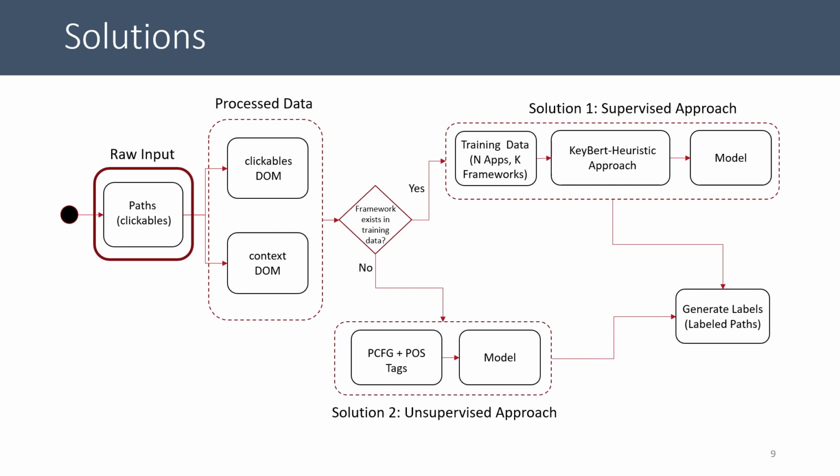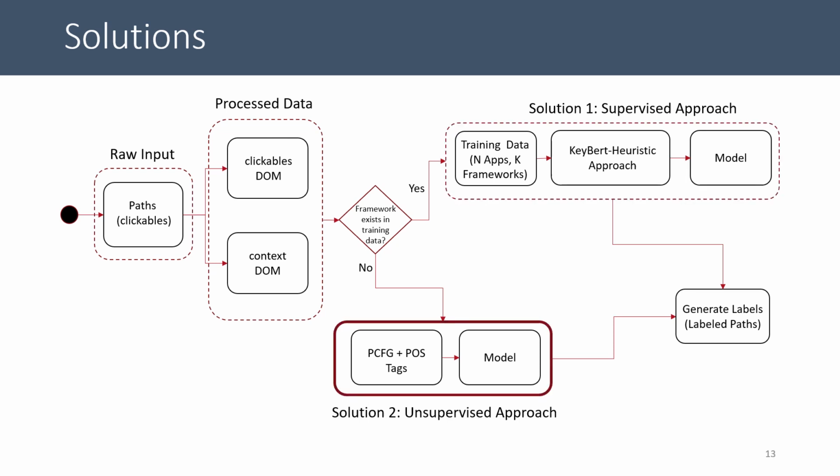Back to our technique, once a user generates paths using Crawljax, we pre-process the clickables in the paths to extract the DOM and context of each clickable. Then, depending on whether we have training data for the testing framework being used, we offer two different but related solutions to generate labels for tests. If the framework exists, the user can run the supervised approach to generate labels from the clickables. After we extract training data, we use heuristic and keyword to extract labels.